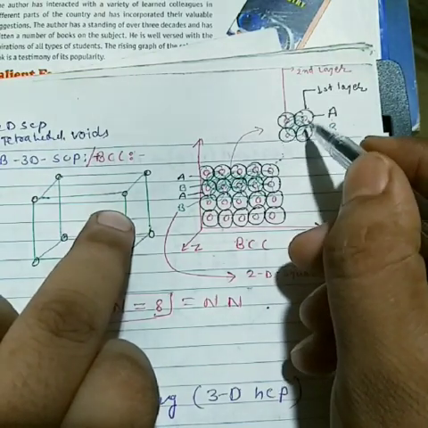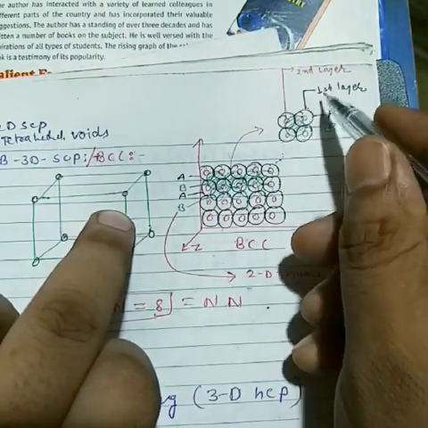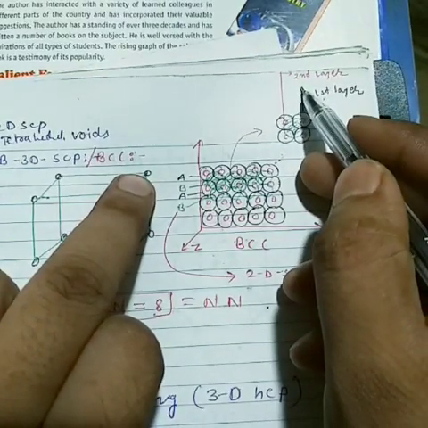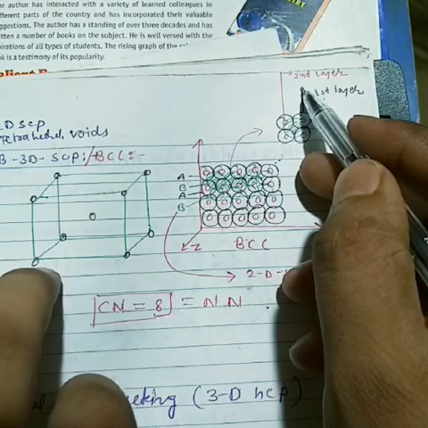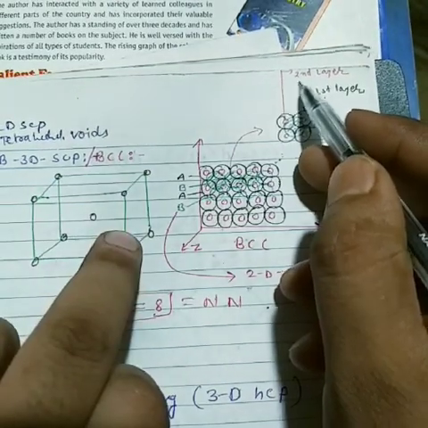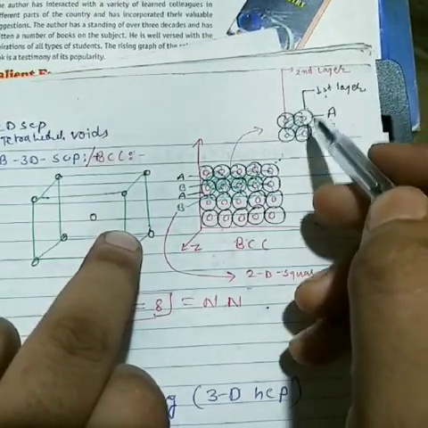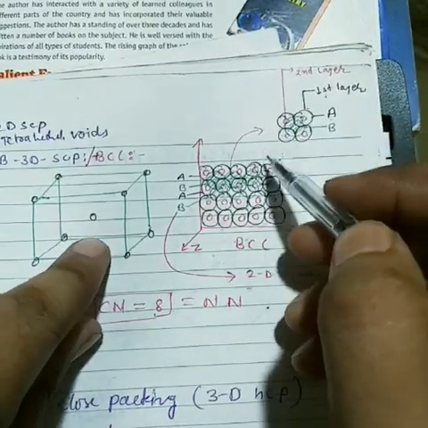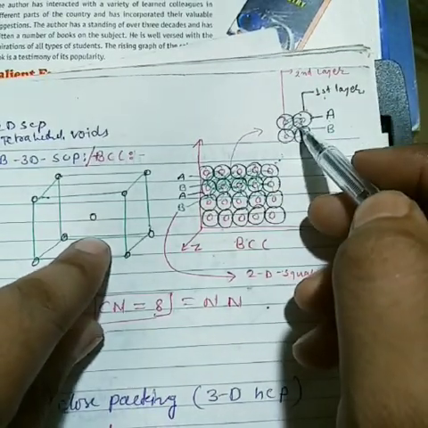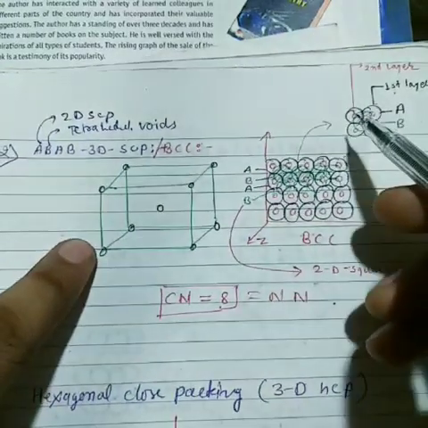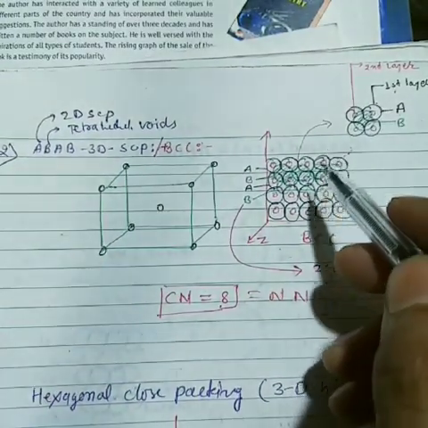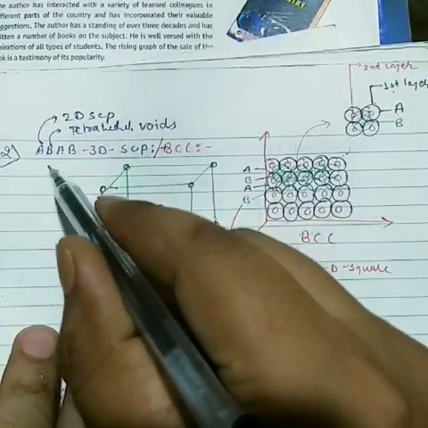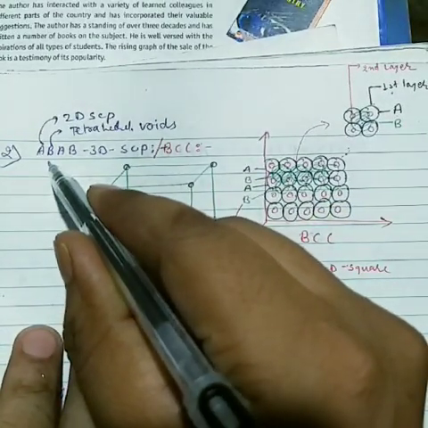So here it is very important: the first layer and the second layer. The first layer is the black ball, and the second layer is the one just above, the upper layer, and the atom lies between the first and second layer. This is very important because it is the BCC. So first of all, A, and what is the sense of A?